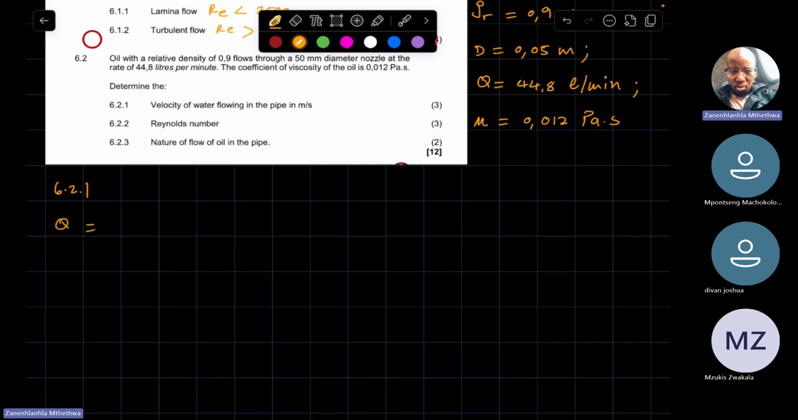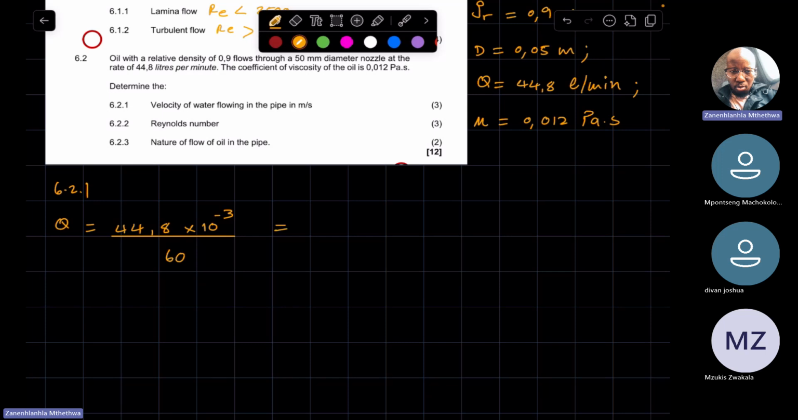Right, so Q is 44.8 liters per minute. To convert from liters to cubic meters, you have to divide by 1,000, or multiply by 10 to the negative 3. And then to convert from minutes to seconds, you have to divide by 60.